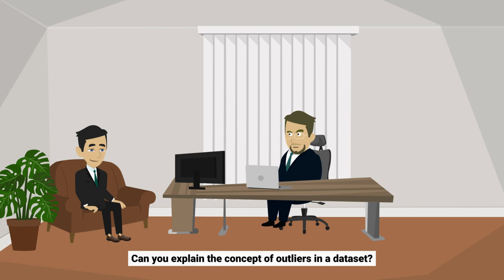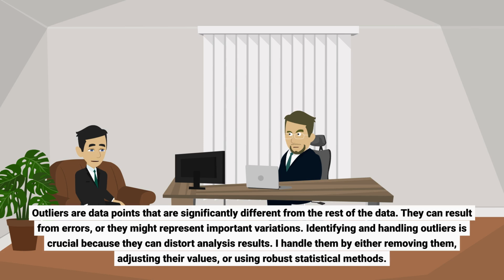Can you explain the concept of outliers in a dataset? Outliers are data points that are significantly different from the rest of the data. They can result from errors, or they might represent important variations. Identifying and handling outliers is crucial because they can distort analysis results. I handle them by either removing them, adjusting their values, or using robust statistical methods.